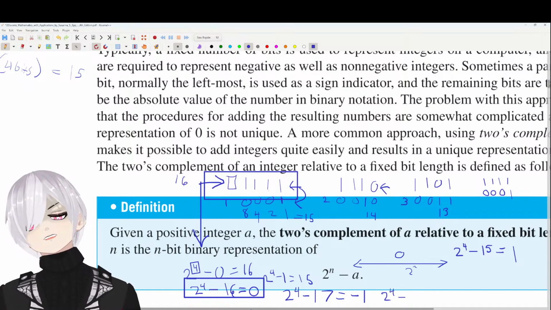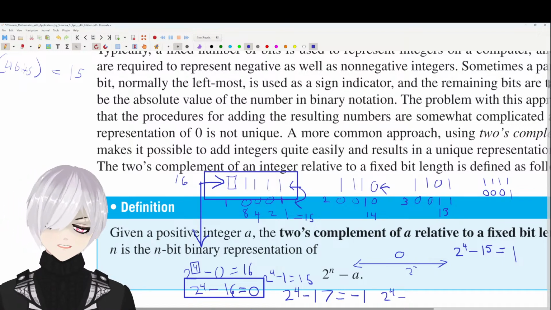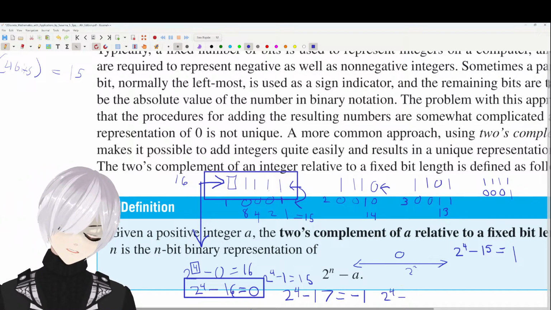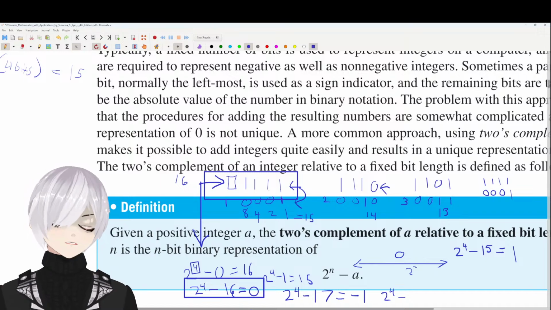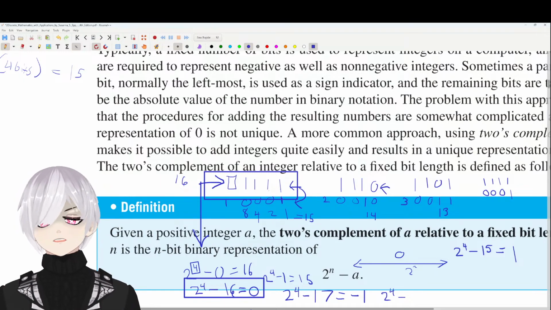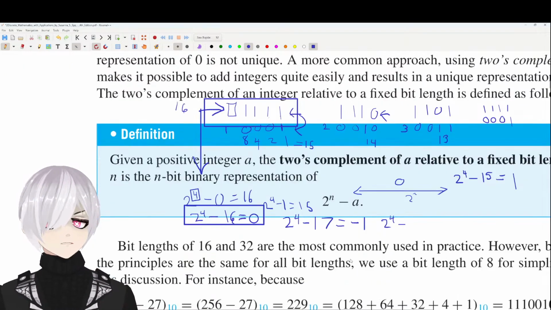So with 4 bits, if n is 4, 2 to the n is 16, and you can represent anything from 1 to 16 with the 2's complement. I think they didn't explicitly say that, but I think that's the case.